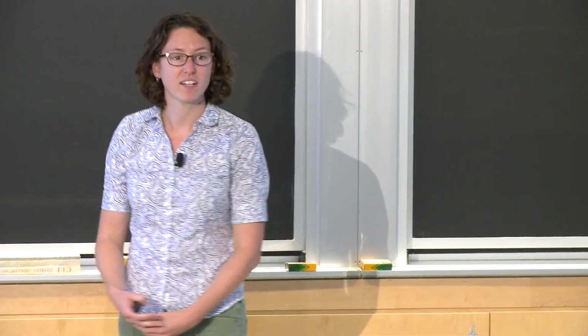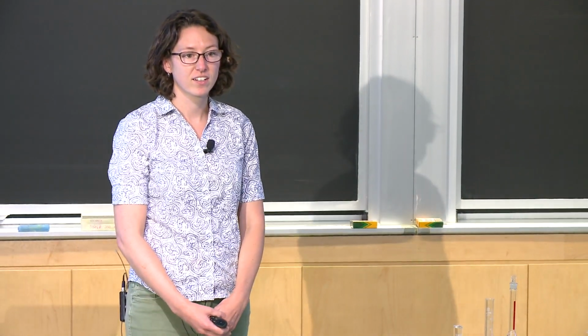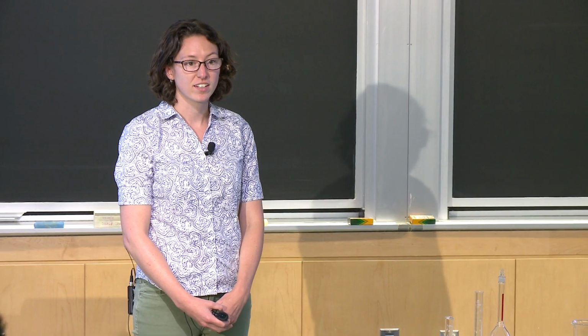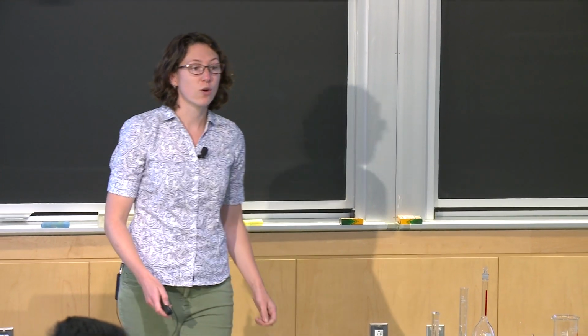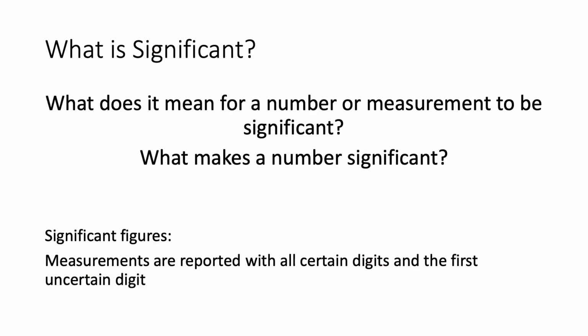Yeah. I feel like significant means all of the numbers that you're certain about plus one estimate, like one final. Exactly, yeah. So a number is significant, and you report the significant figures in a measurement, as all of the numbers that you're certain of plus the first uncertain digit.